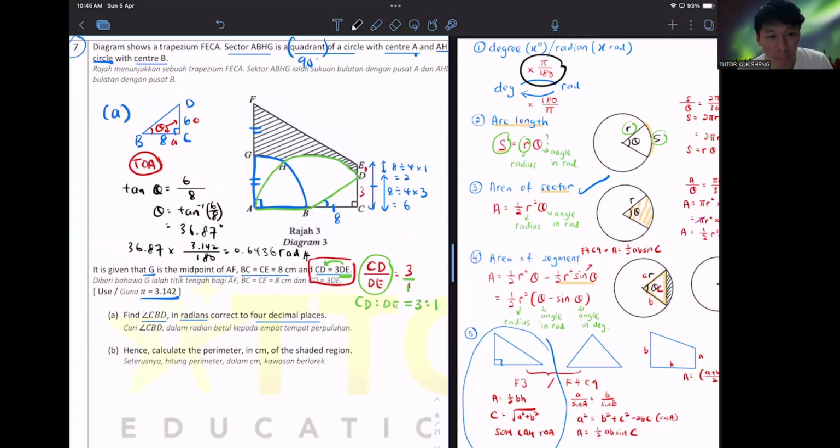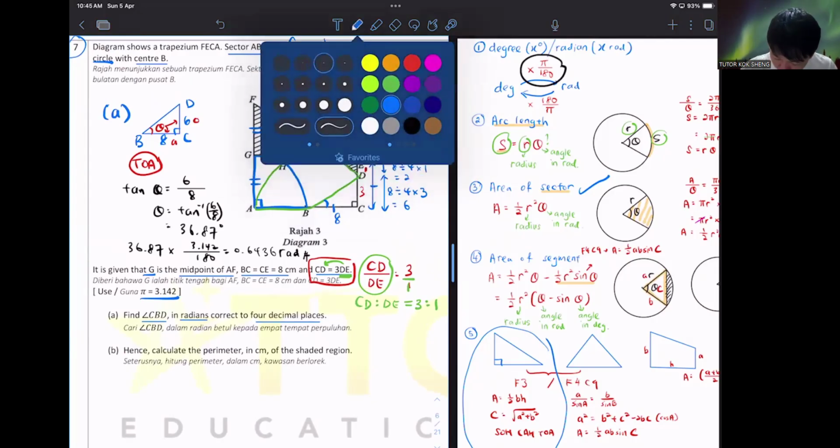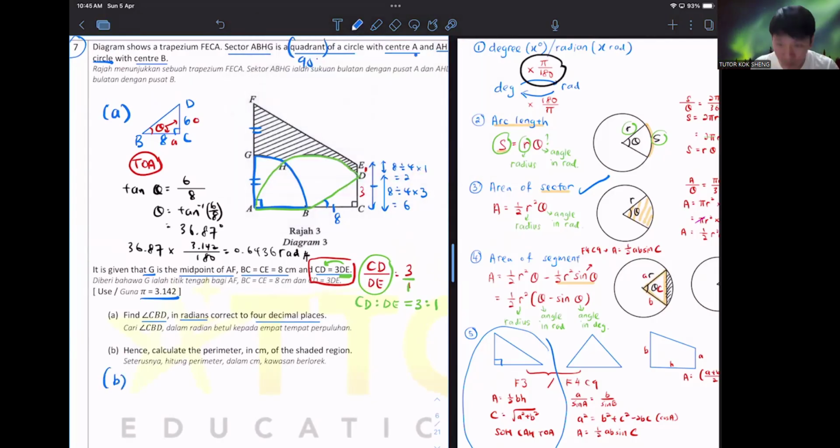Only 2 marks, okay. Okay, cool. Let's go for B. B is 4 marks.